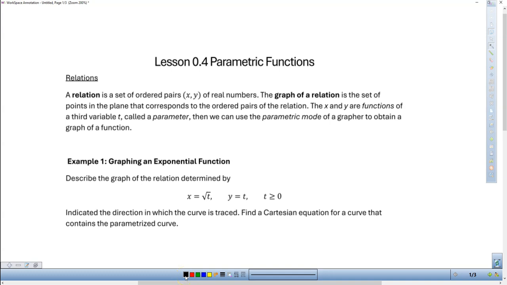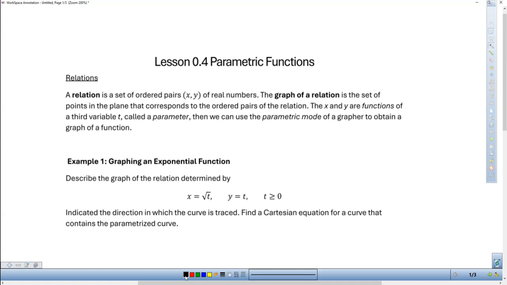And welcome back as we go ahead and review our next topic, which is that of parametric functions. Before we jump into a full review of that, we first need to review some terminology, and that is of relations. A relation, if you don't remember, is a set of ordered pairs, x and y, of real numbers. When we graph a relation, we're simply saying that that is a set of points in the plane that corresponds to the ordered pairs relation.